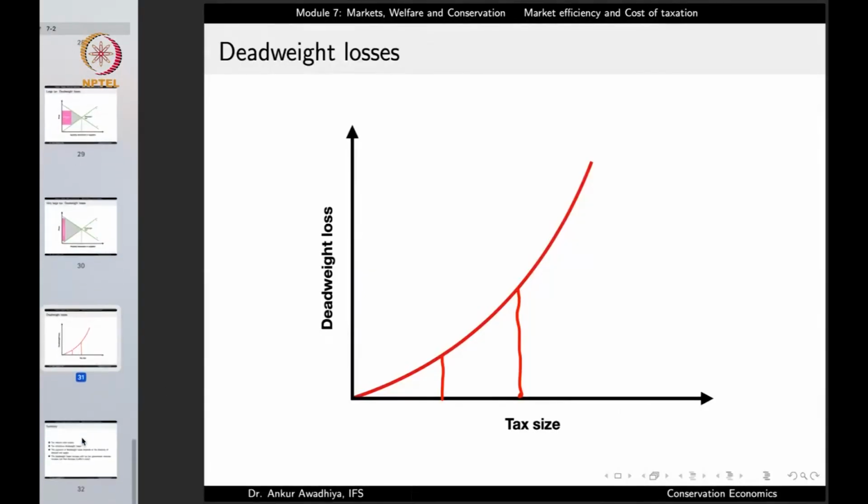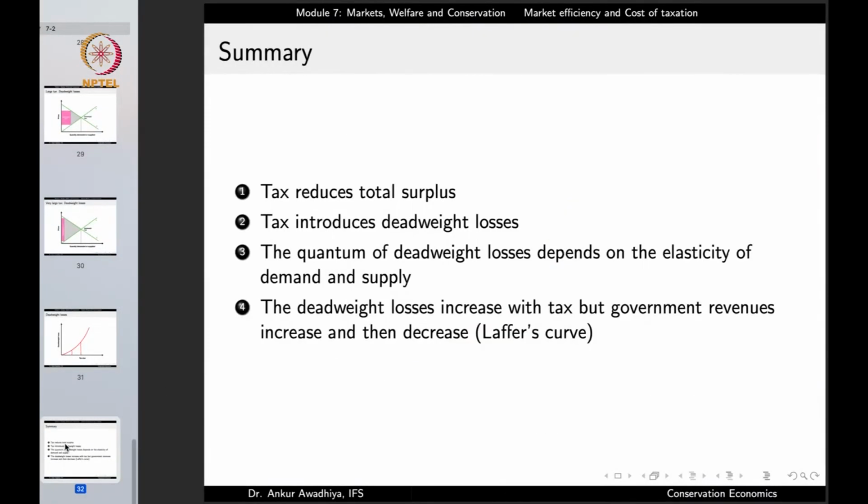So with this, we can now summarize the learnings of today's lecture. The first is that the tax reduces the total surplus by introducing deadweight losses. Total surplus is the sum of the producer surplus and the consumer surplus, which means that the area that is below the demand curve and above the supply curve to the left of the equilibrium is giving us the total surplus. And it is distributed between the producers and the consumers.